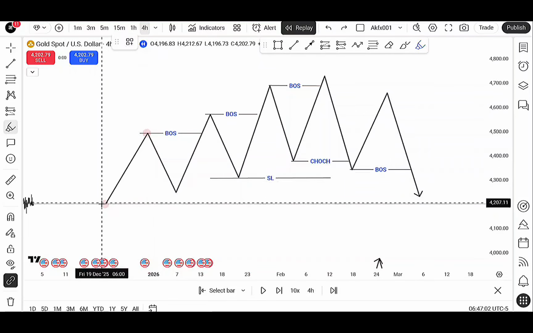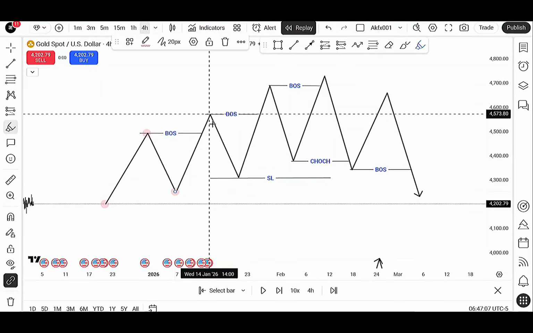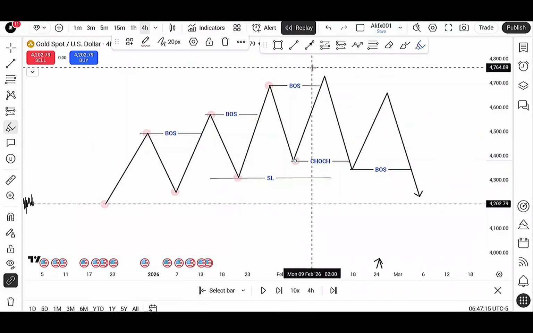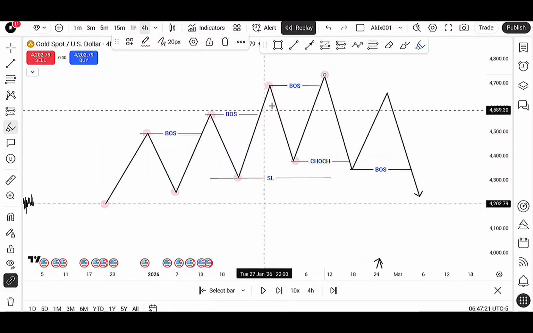Remember, we started by having a low, we have a higher high, we have a lower high, we have another higher high, we have a lower high, we have another higher high, we have a lower high and a higher high, telling us that we are currently in a bullish market. You get, this is clearly a bullish trend.